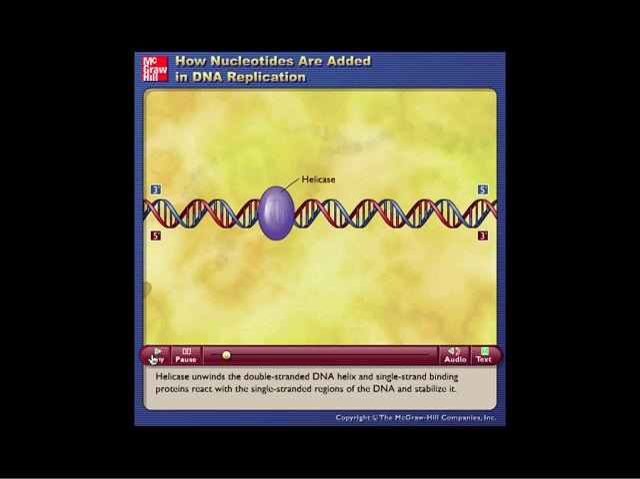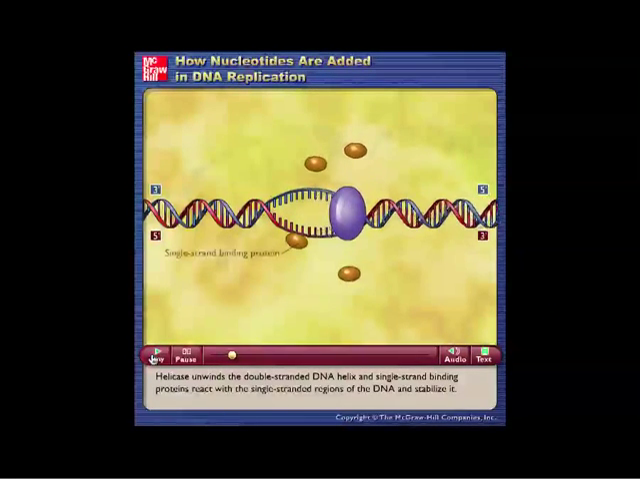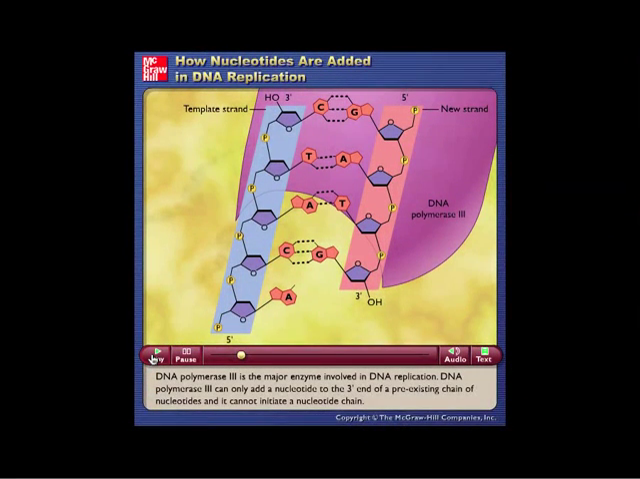Helicase unwinds the double-stranded DNA helix, and single-strand binding proteins react with the single-stranded regions of the DNA and stabilize it. DNA polymerase III is the major enzyme involved in DNA replication.